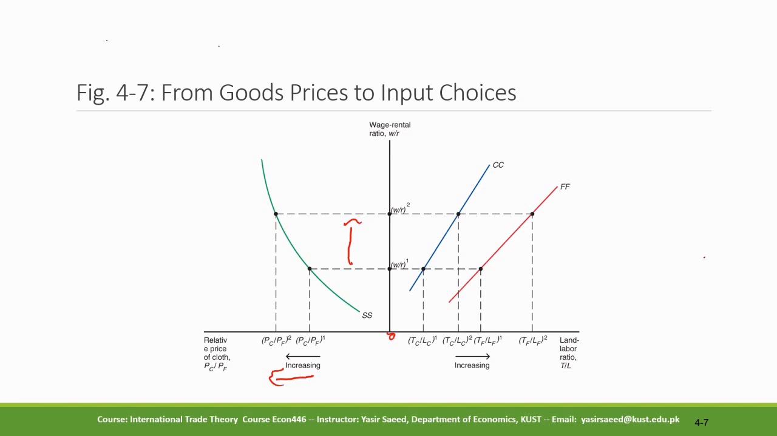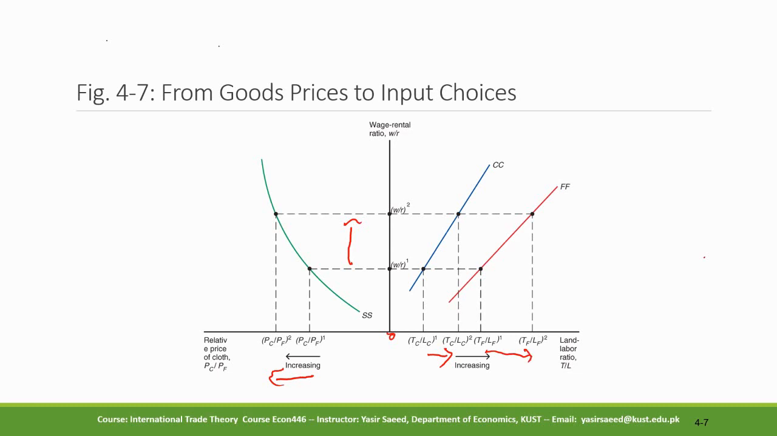And because of the increase in wage to rental ratio, labor becomes expensive. Also, its marginal productivity will decline. When labor becomes expensive, we will hire more and more land. We will substitute labor with land. So we will have less labor and more land. So the usage of land for both cloth and food will increase.